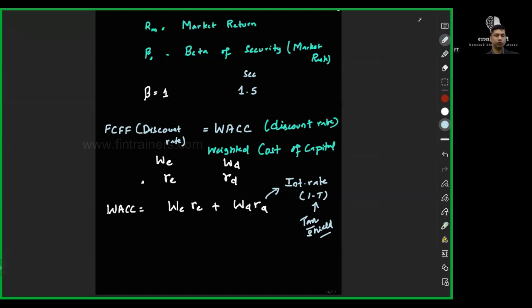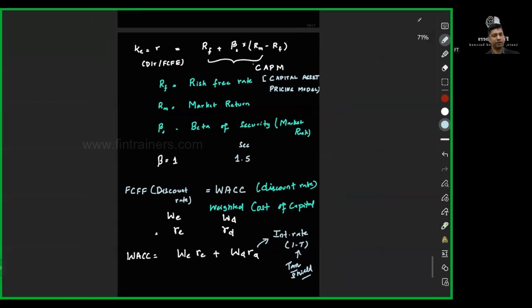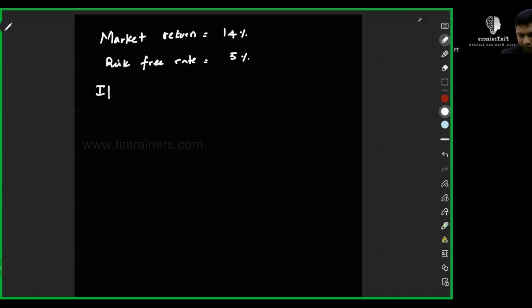If you are asked to do a valuation, you are probably going to be given the cost of equity and WACC. You will not be asked to calculate. But you need to know which one to use for which valuation. So if I told you that the market return is 14%, risk-free rate is 5%, if beta of BNP is 1.1, compute the cost of equity.